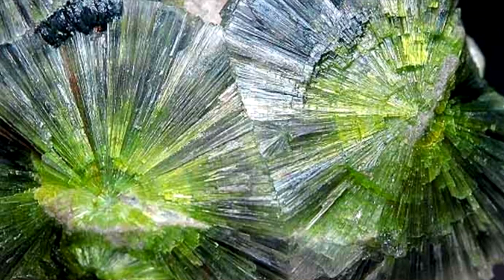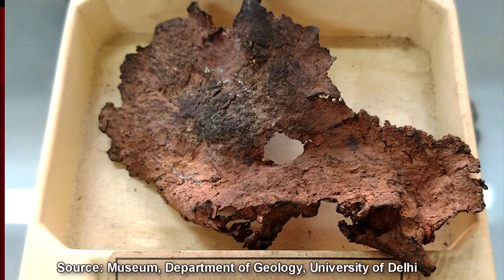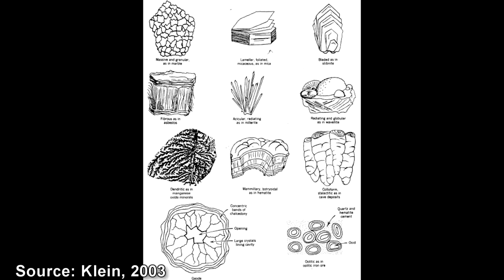An example is wavellite. And lastly, I will talk about the wiry habit, like twisted wire. Examples are native copper and silver. These are the two minerals which occur in nature in the form of a wiry habit. So, habit and crystal aggregates we can discuss in terms of mammillated, oolitic, pisolitic, reniform, stellate and wiry habit.